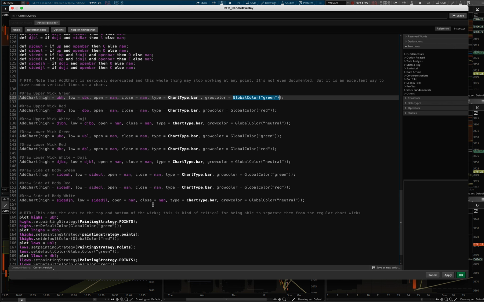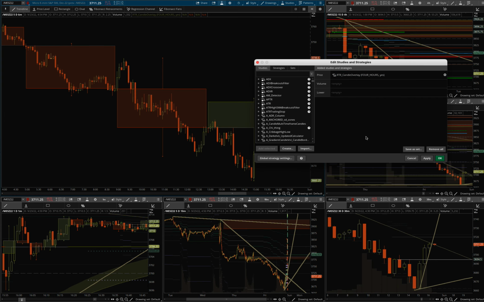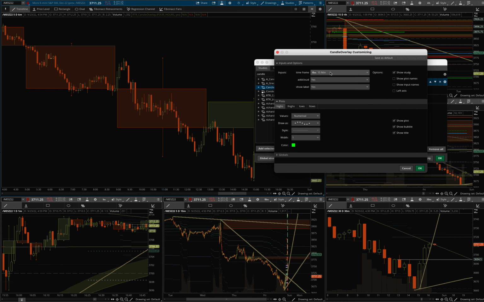And then again, these are just the dots. So the upshot is that now, when you go through here, it automatically draws in the candles unbroken, whereas before it was in the original candle overlay script. If we make them both 4 hours, you can kind of see the differences between them.